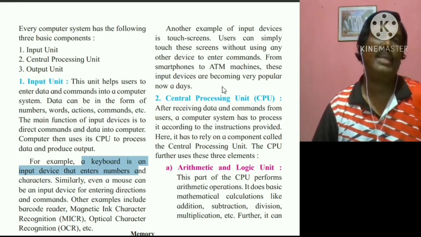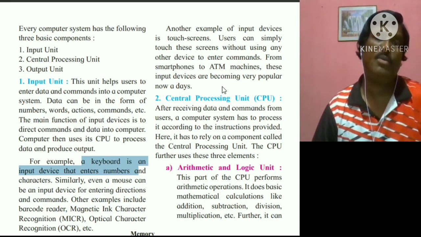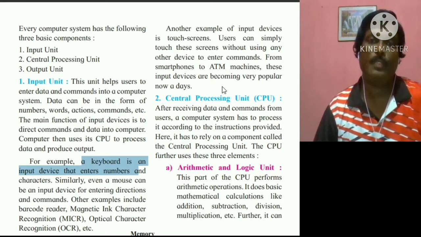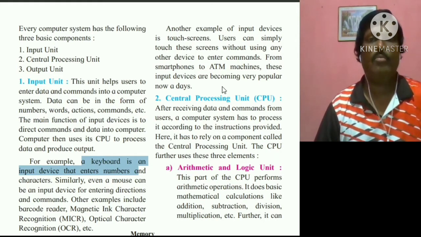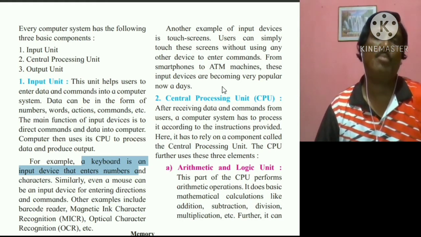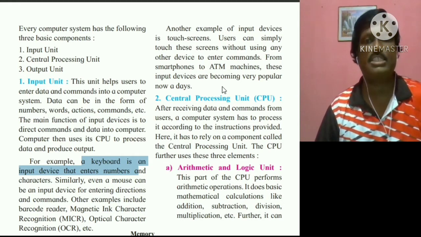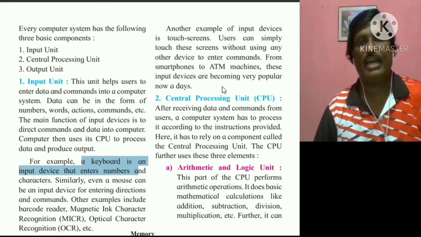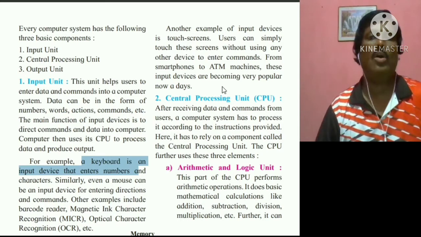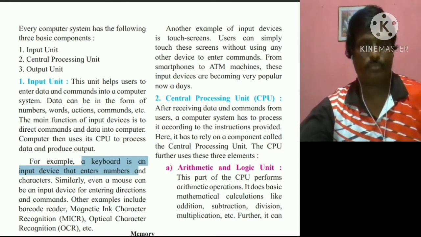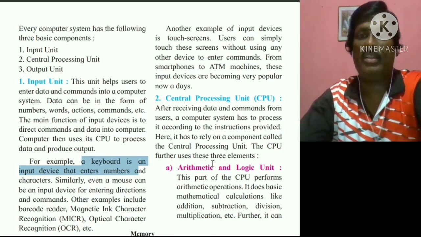Now second, central processing unit. It is also called as CPU. Okay. So after receiving data and commands from user, a computer system has to process it according to the instructions provided. Here it has to rely on a component called the central processing unit.